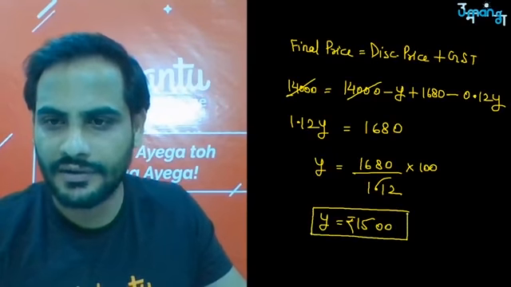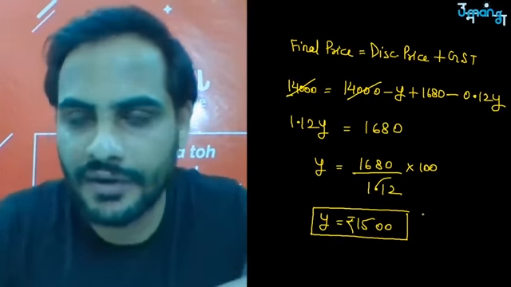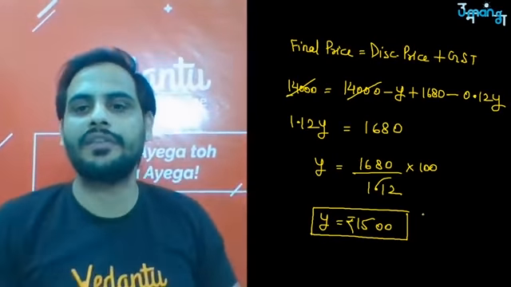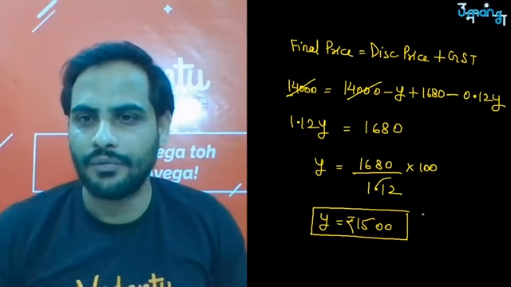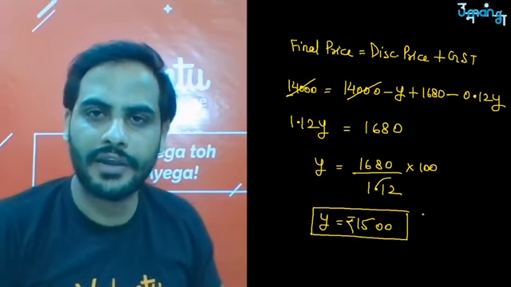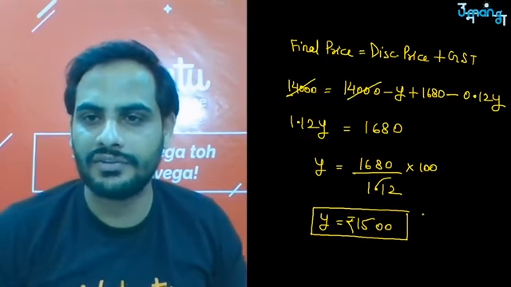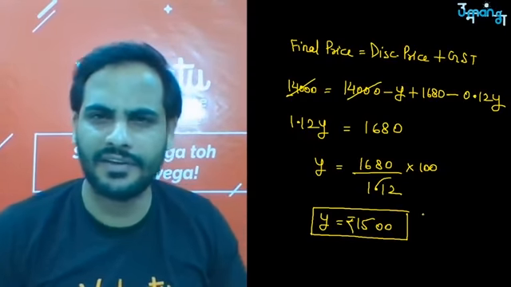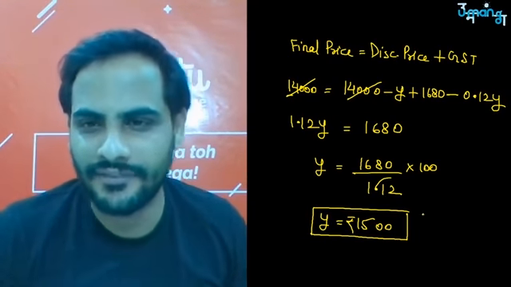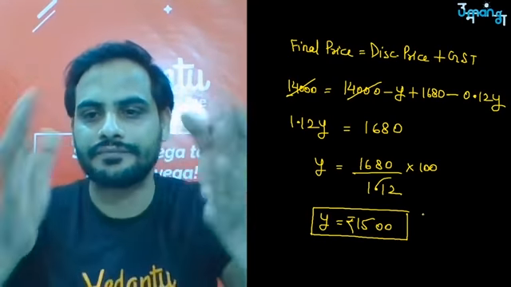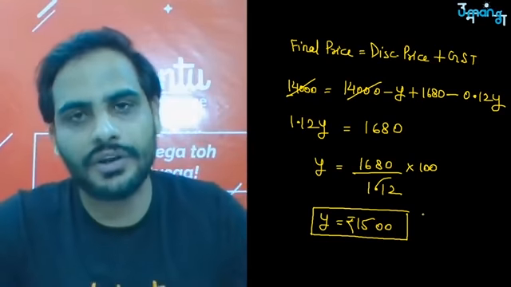This much reduction will be required. 1680 divided by 1.12, into 100 you have got. So this much will be your reduction. As simple as that. Nothing hi-fi. Got it? So this is how you can solve any question.